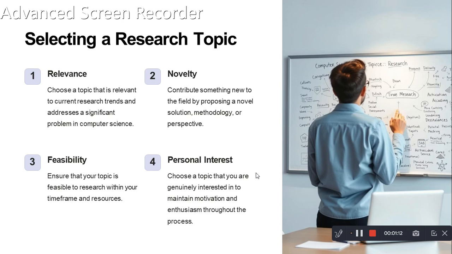Novelty. After finding the problem, you should apply a novel technique on that problem to find the solution. Okay, feasibility. Ensure that your topic is feasible or not. If it is not possible, don't select that topic, because at the end of the day we have to give the solution for that problem. Personal interest. Before starting your research, drafting a research paper, you should have some personal interest in that paper. Then only can we find good solutions for that problem.